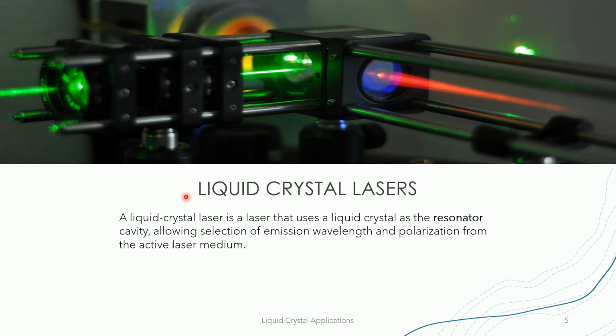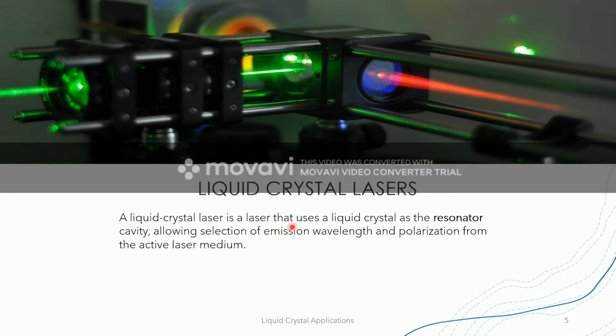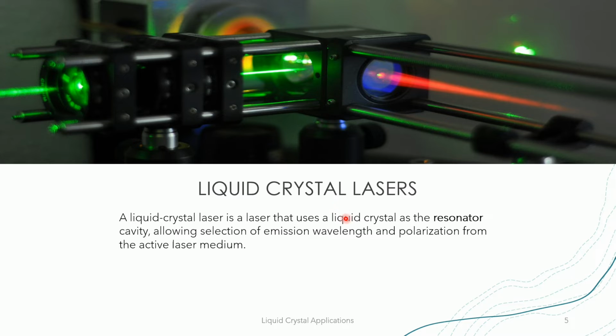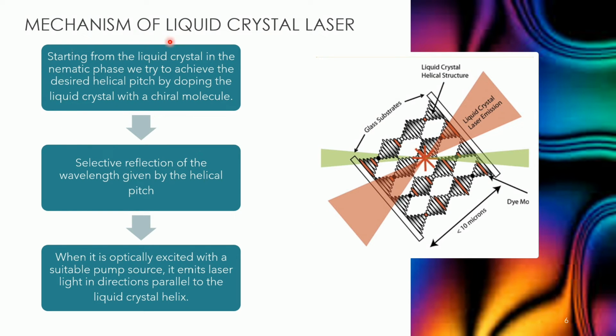Now let's see the second application, which is liquid crystal lasers. A liquid crystal laser is a laser that uses a liquid crystal as the resonator cavity, allowing selection of emission wavelength and polarization from the active laser medium. This liquid crystal laser basically allows us to choose the wavelength that we want. How does it work? Let's look at the mechanism.